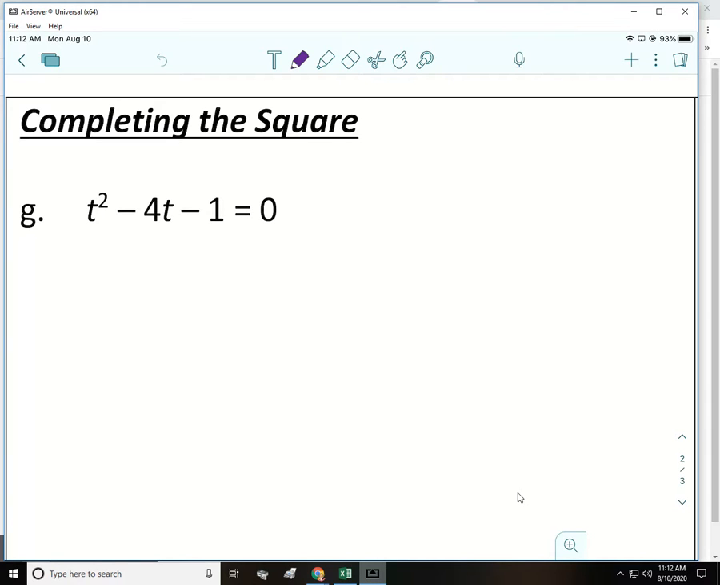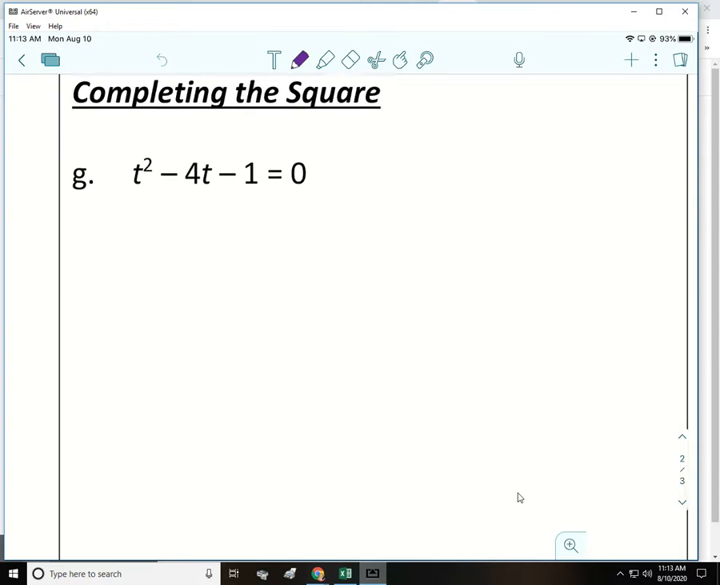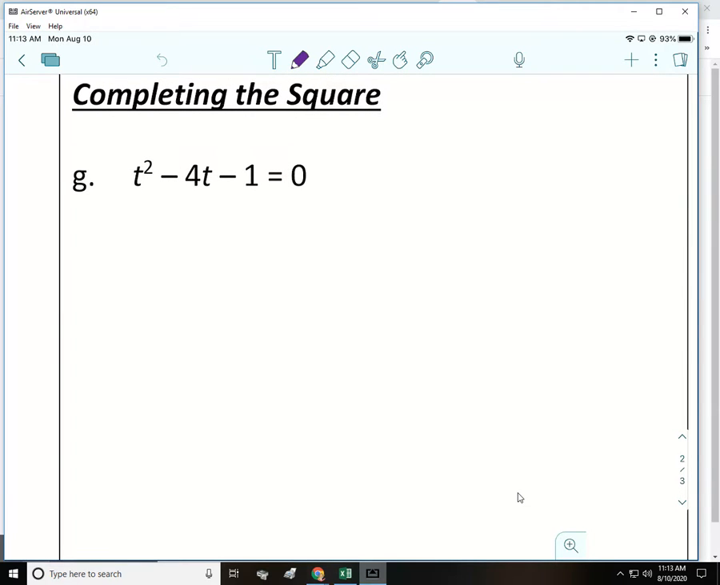Sometimes it's smart or short to do completing the square, and sometimes it's not. So I'm going to show you both ways. Ones that are wise to use completing the square and then one that is not. And so when you do your assignment today, you get to choose what method to use. So anyway, this one, G, is a good one to do by completing the square.